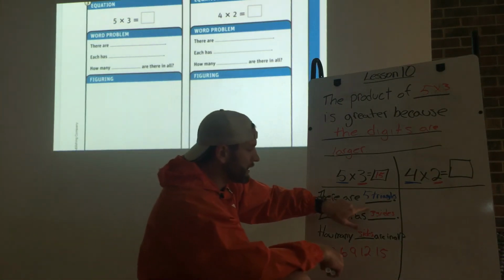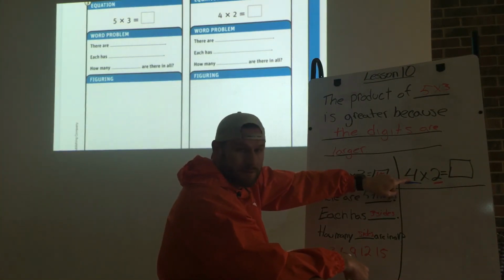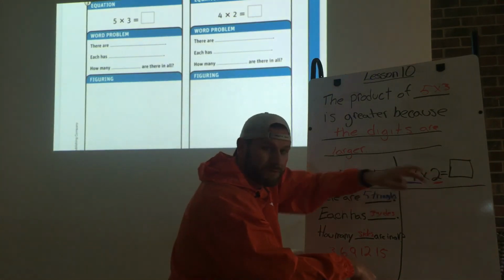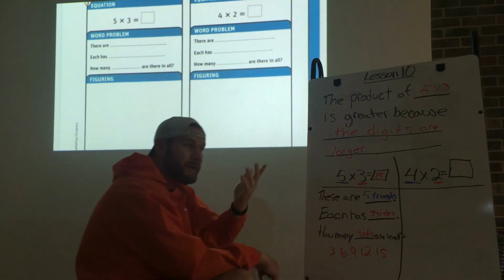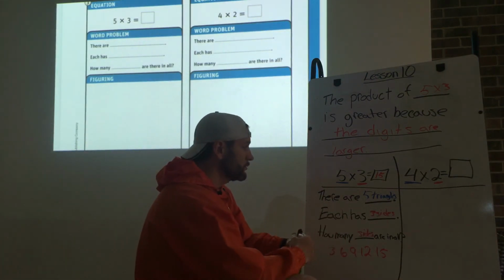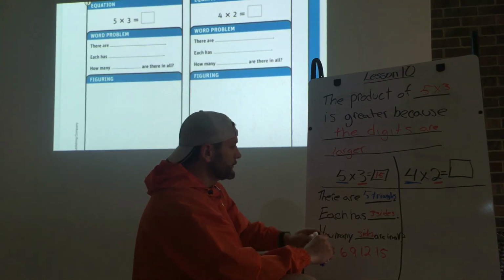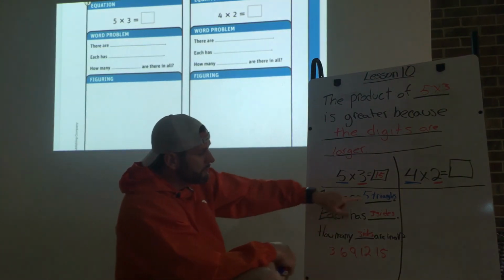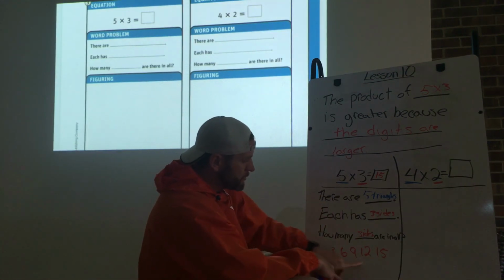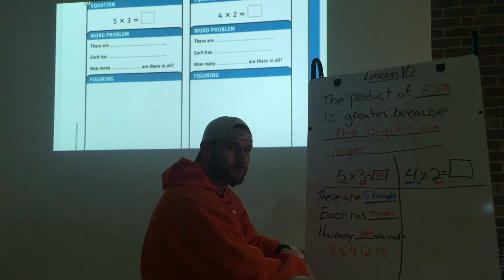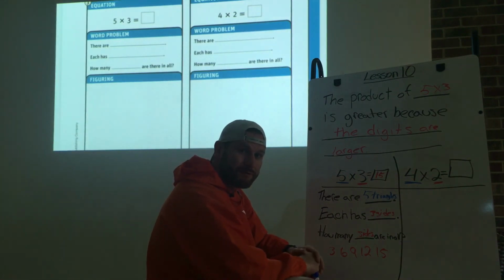There are blank, something with 4 of something. Each has something of 2. So what has groups of 2? Maybe a bike, or whatever you think has groups of 2, maybe eyeglasses. And then how many are there in all? So write out the sentence stem, then fill them in just like I did. You can use the skip counting method to find the product. When you have it, text it to me so I can give you credit.